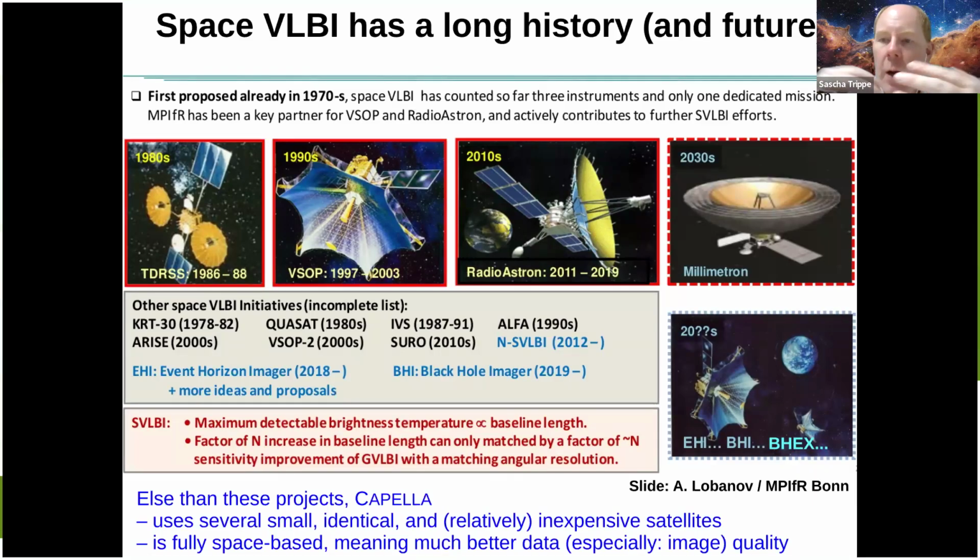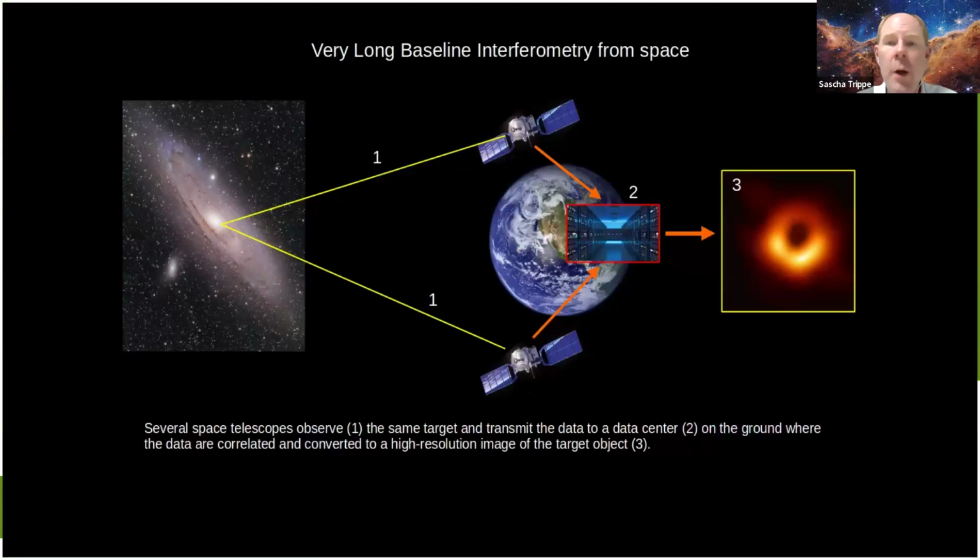So this is why we said we need to get better than that. We want to come up with a concept where we put several satellites in space and use only VLBI stations in space. So we place several antennas in space, all of those antennas observe the same target at the same time, send the data to the ground, and in the data center we then construct, hopefully, the image of our target.